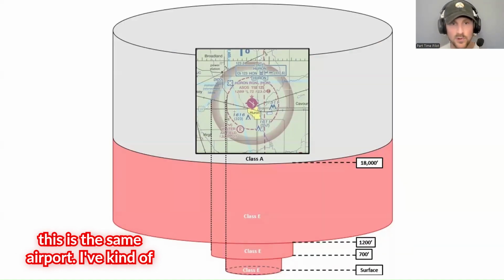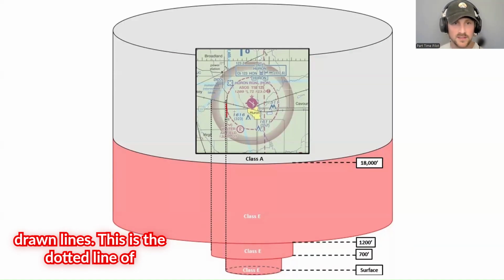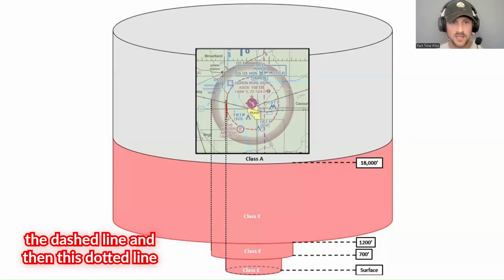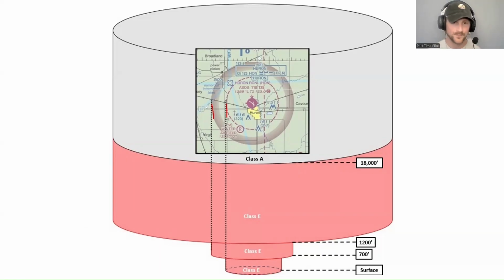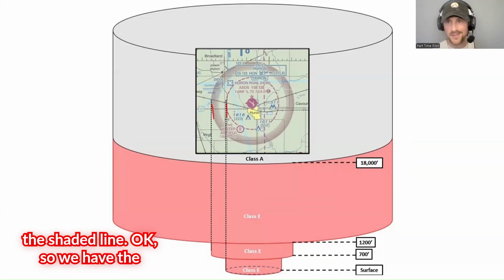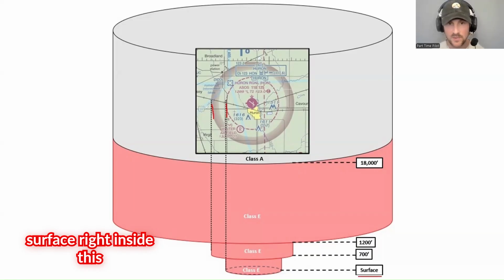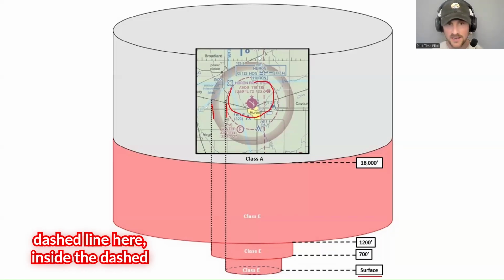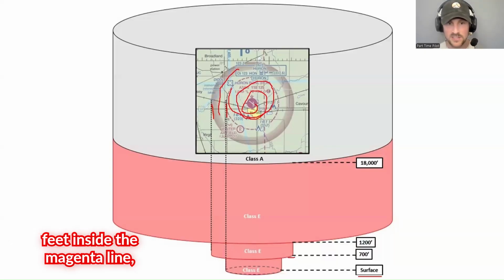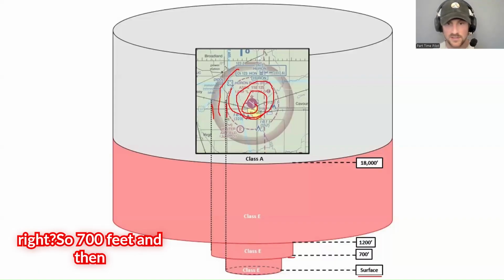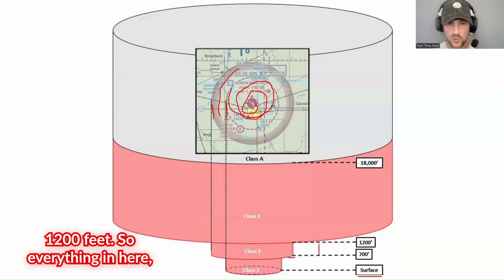So this is the same airport. I've drawn lines. This is the dotted line of the dash line, and then this is the dotted line of the outside of the shaded line. Okay, so we have the surface right inside this dash magenta line. And then it goes to 700 feet inside the magenta line, right? So 700 feet and then 1,200 feet.